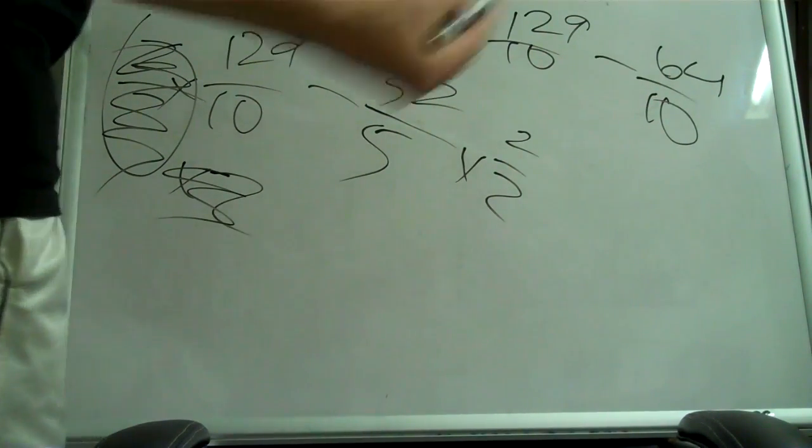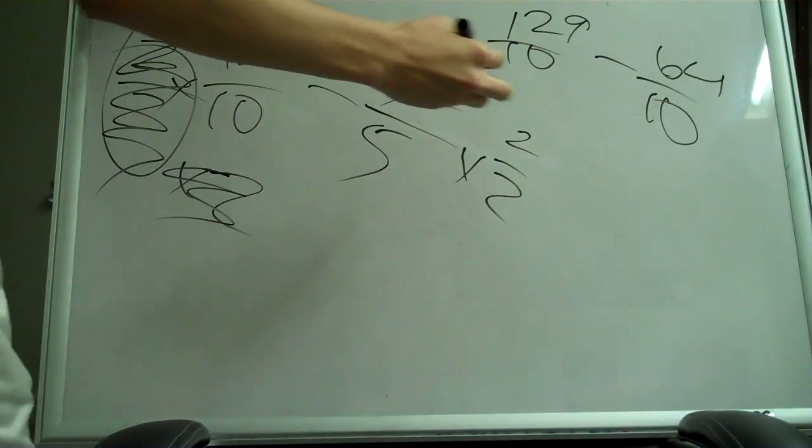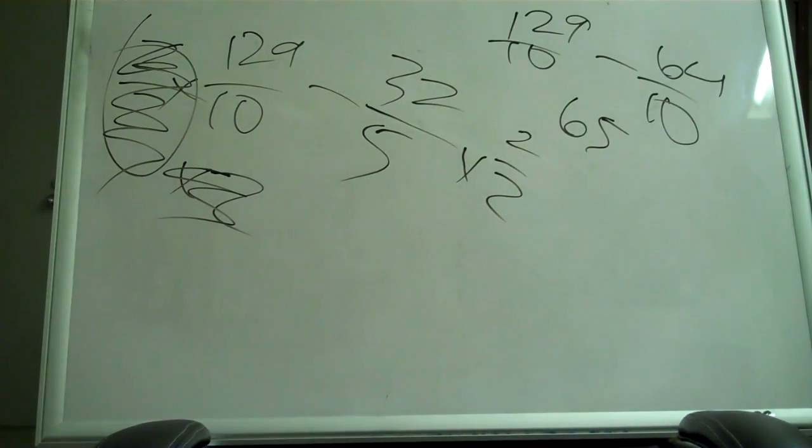129 minus 64. Remember what I said? 64 plus 6 is 70, plus 36 is 100, 36 plus 29 is 65. Alright? Yep, 65.